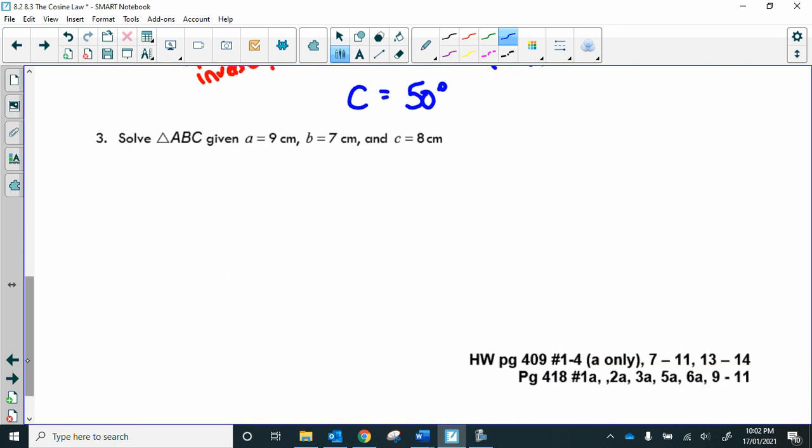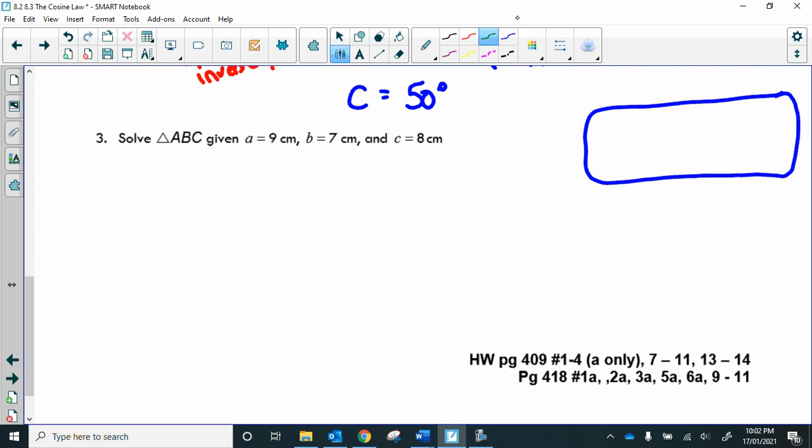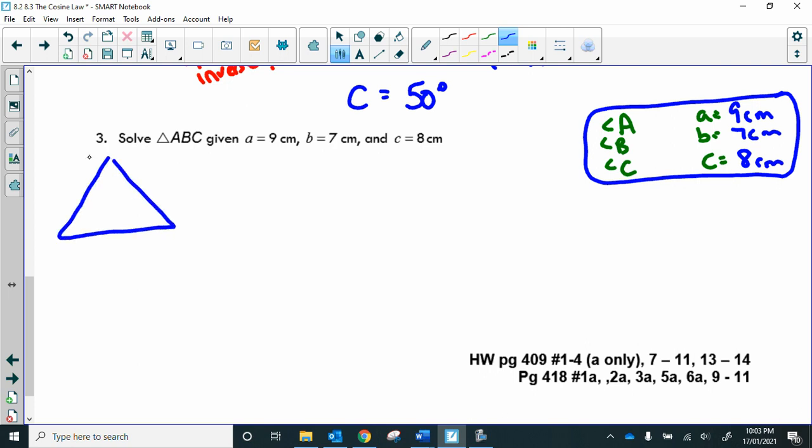And then we have a question that says to solve the triangle given the following. Again, I usually set up a nice little box here just so that I can make sure I find everything we have. It's ABC, so angle A, angle B, angle C, and then we have little a, little b, little c. So I'm given A is 9, B is 7, C is 8, and I'm just going to draw a triangle. Remember, it does not have to be to scale. We got A, B, and C.